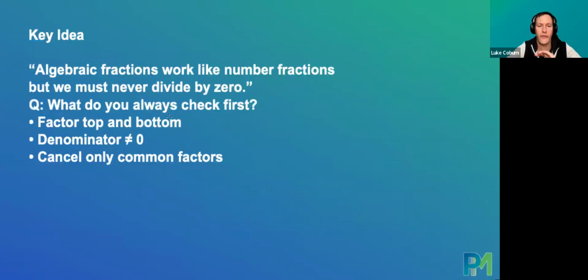Okay, so algebraic fractions work like number fractions, but we can never divide by zero. So what are we going to check? First of all, we're going to factor the top and bottom. We'll make sure the denominator is not equal to zero, and we'll cancel only the common factors. So we factorize, cancel things out, but cancel only the common factors. Okay, great.